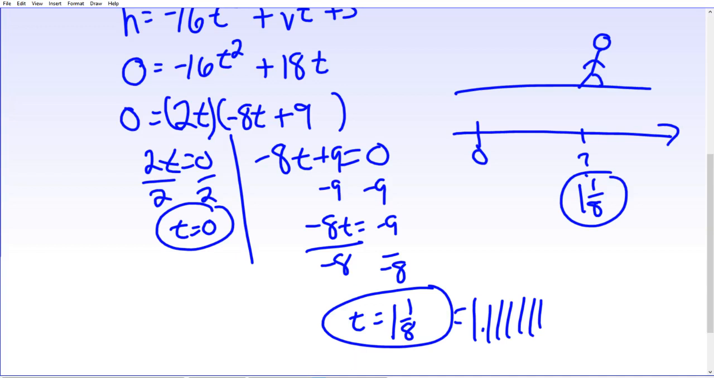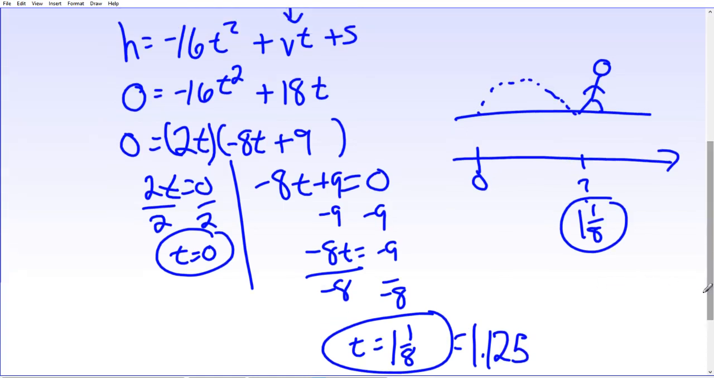No, that's not 1.1111. That's 1.125 seconds. So we figured out how long Mario was in the air before he landed back on the ground. Okay. Big, long, complicated problem. We're not going to do any more of those. But I wanted to show one so you can see an applicable use of why somebody would want to factor this. It's used a lot in physics.